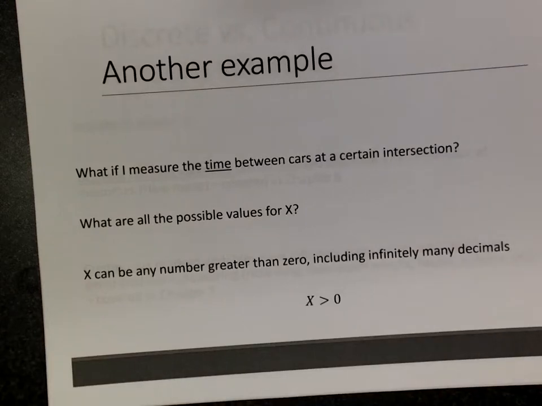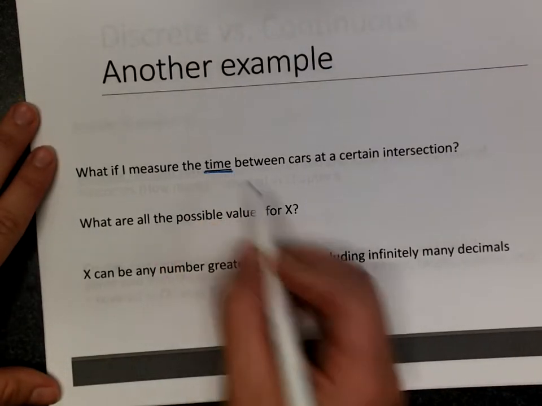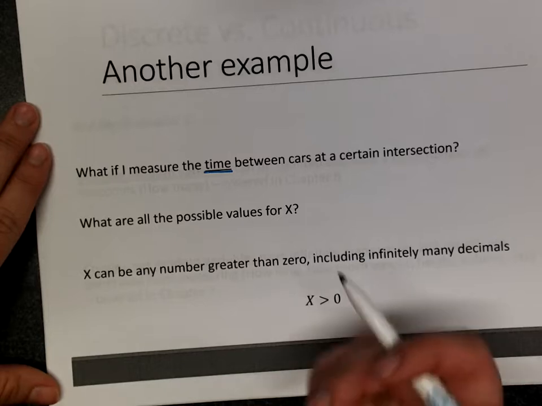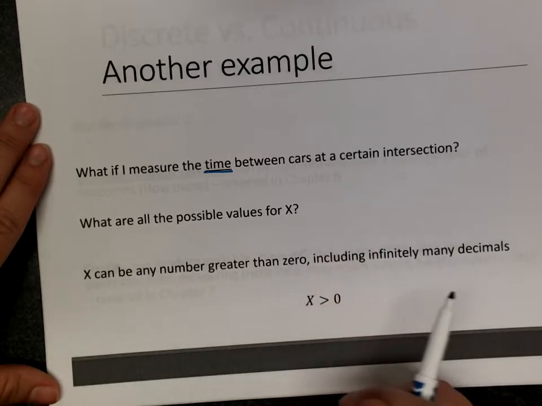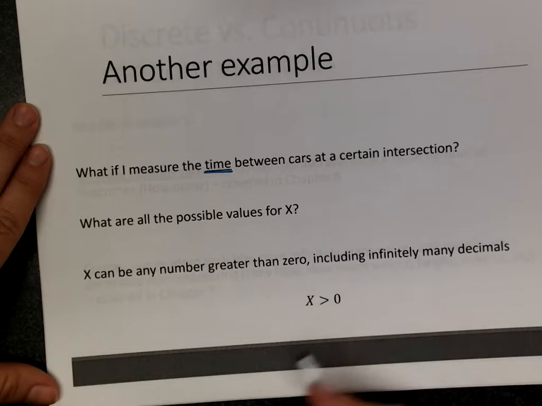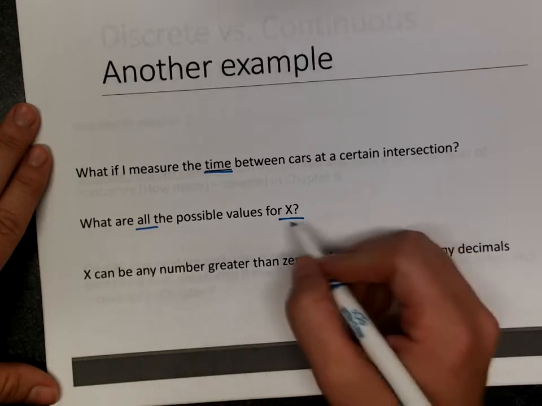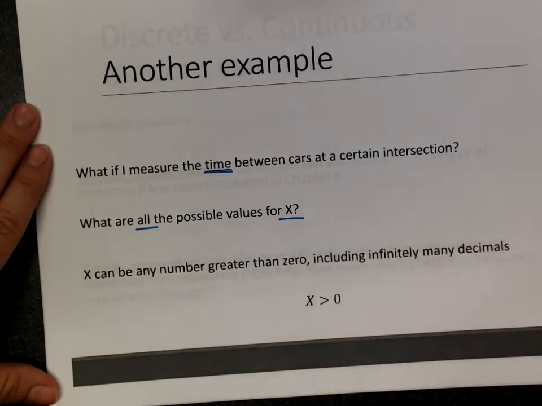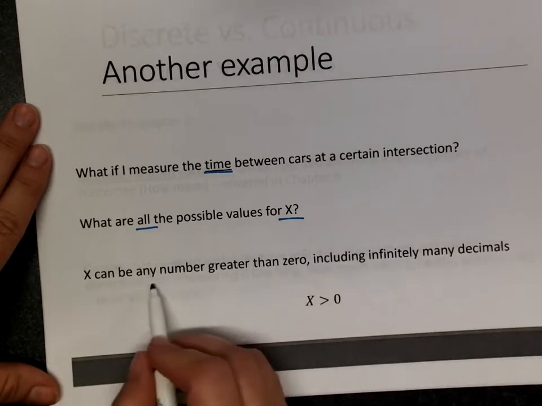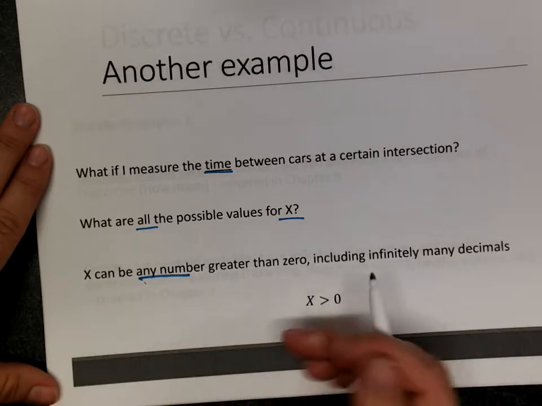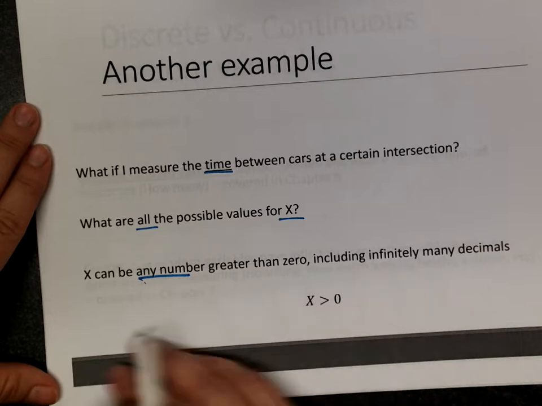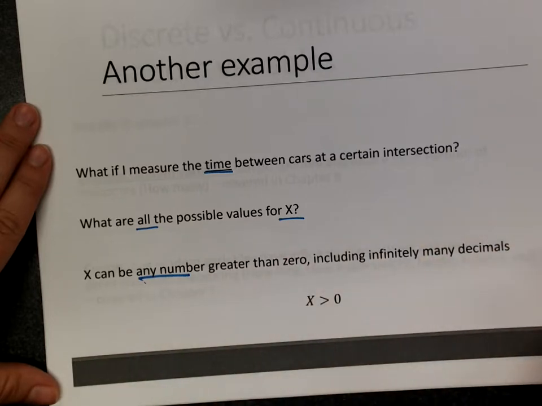So a different example, if I measure the time between cars at a certain intersection. So let's say I have a stopwatch or I'm on my phone with a timer and I'm timing how long goes between cars at a certain intersection. What are all the possible values for X? This time I can't just list them out 0, 1, or 2 because there could be any number of times greater than 0. If I'm starting and stopping a stopwatch, all kinds of different numbers could appear.